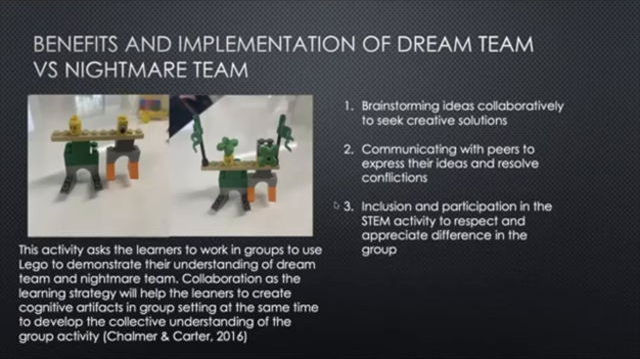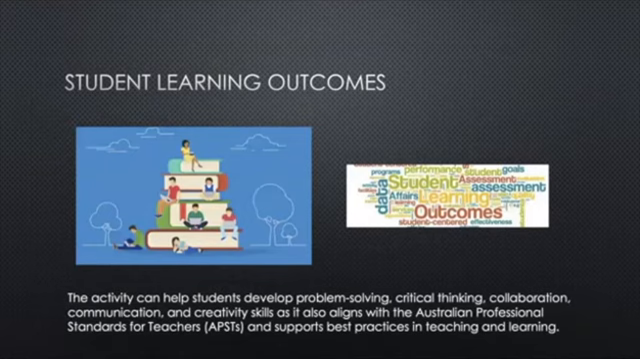Learners in the process brainstorm ideas collaboratively to seek creative solutions and communicate with peers to express their ideas and resolve conflicts. This activity also promotes inclusion and participation, so learners learn to respect and appreciate differences in the group setting. The activity can help students develop problem-solving, critical thinking, collaboration, communication, and creativity skills. For example, students need to collaborate to share ideas, experiment with different designs, and test their plans. They also need to communicate their findings and insights to their peers and teachers.